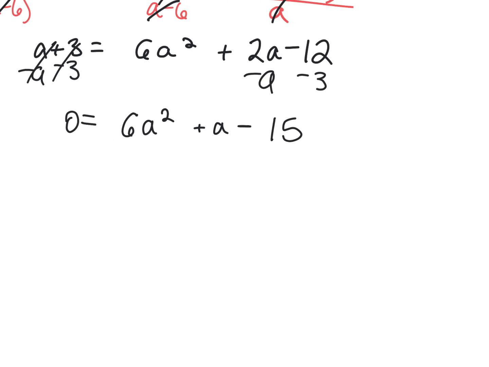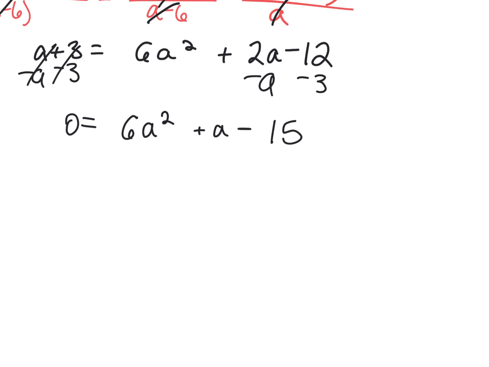Okay, now what do we do? X factor. What goes on top? Negative 90. Thank you, 6 times negative 15. And then the bottom? 1. So two things that are going to multiply to negative 90 and add to positive 1. What do we think? Negative 9 and 10. Good.